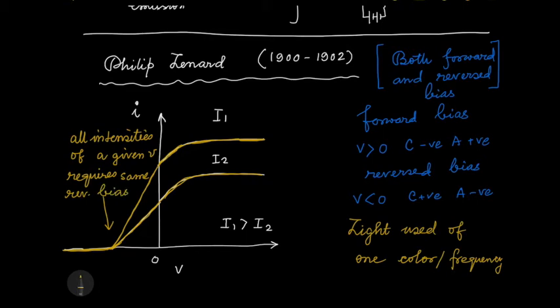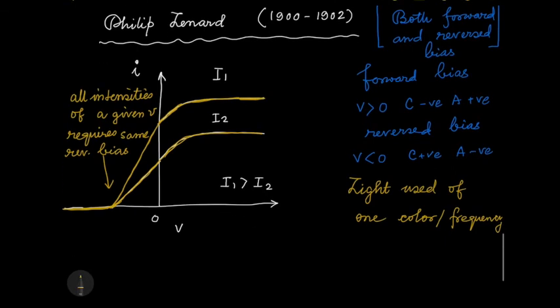So you use a filter to select a particular frequency of light to fall on your cathode, and then you apply a reverse bias and you change the intensity. The saturation current changes, but the voltage at which it goes to 0 is the same if the frequency of the light is not changed. So this voltage is called the stopping potential.